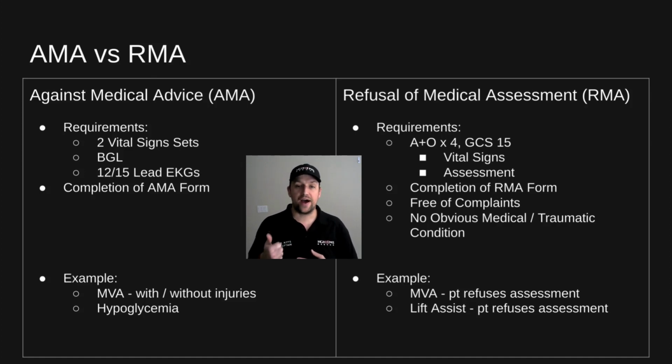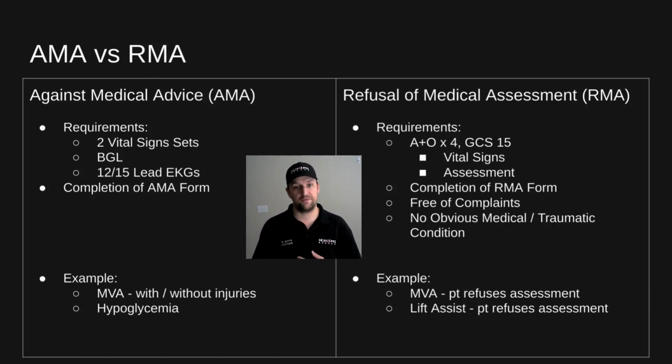You must have 2 vital sign sets, a blood glucose, 12 and 15 leads, and a 100% completed AMA form within ESO. For the BGL and the 12 and 15 leads, those can be used when applicable. So let's look at the examples to help kind of guide you on this.